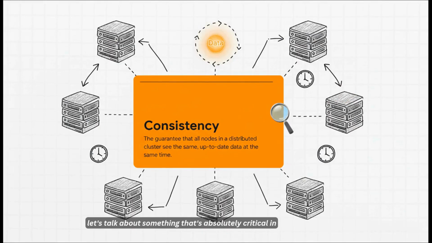Now, let's talk about something that's absolutely critical in large systems: consistency. Imagine you update your profile picture. Consistency is the magic that guarantees your friends in New York and your friends in Tokyo both see the new picture at the same time. It's a huge challenge, but without it, things would get really chaotic fast.